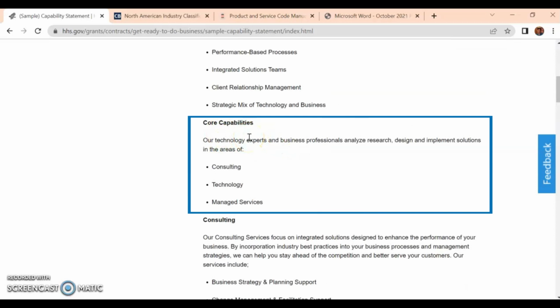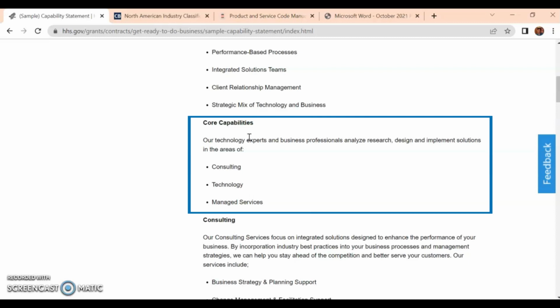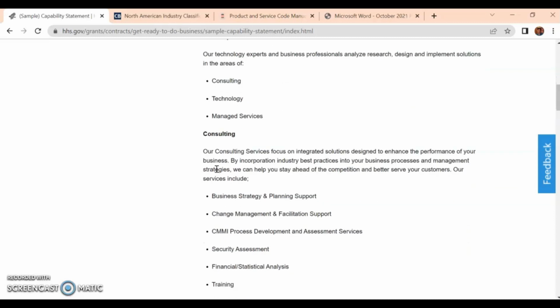They talked about their core capabilities, the core services that they provide to that agency via consulting, technology, and management services, or it could be professional services, design build, architecture, or janitorial services. It could be whatever your company is doing. That is the service that you're providing for that agency, so that's where you're going to put it. If you only have one thing, only put one service that you're providing. If you have two or three, I always recommend that you keep it very customized and kind of narrow, because you can't give everything and do everything well. You're good at certain things and certain things you're not so good at.